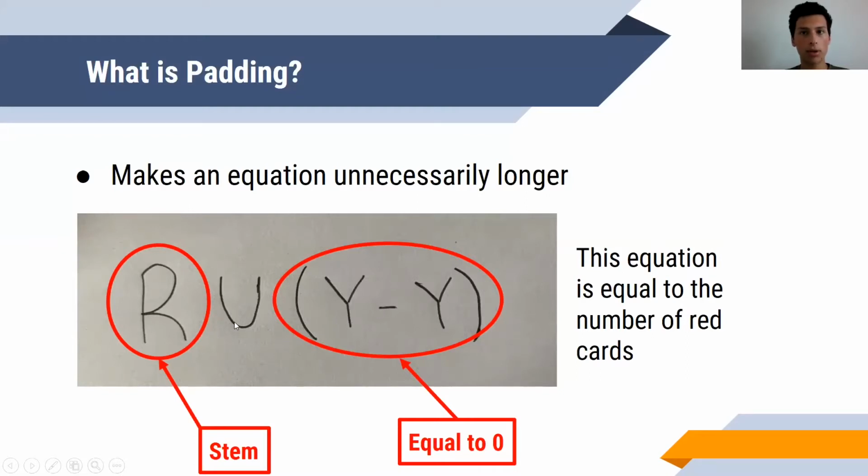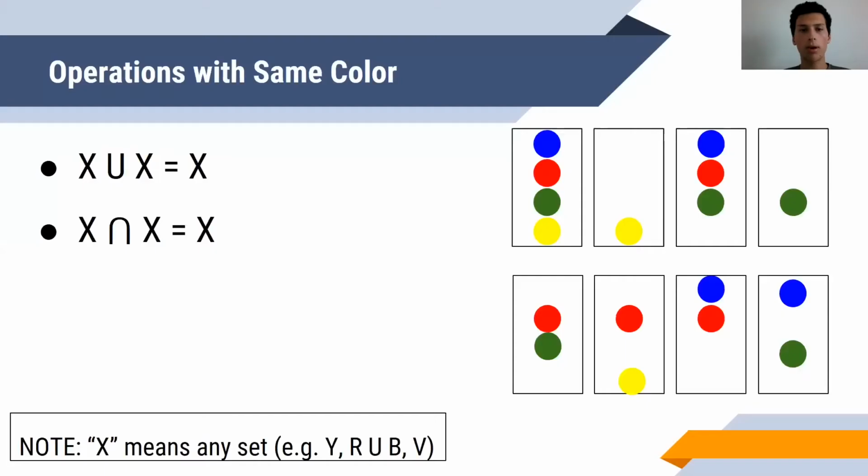And padding is a very strong strategy because it's very quick to learn, and you can use it to get rid of cubes and required and put them in phrases like this. We're going to start off with padding with operations with the same color. Note that when I use X here, it means any set. That set could be yellow or red or blue or even universe. This just represents any set that you can plug into here.